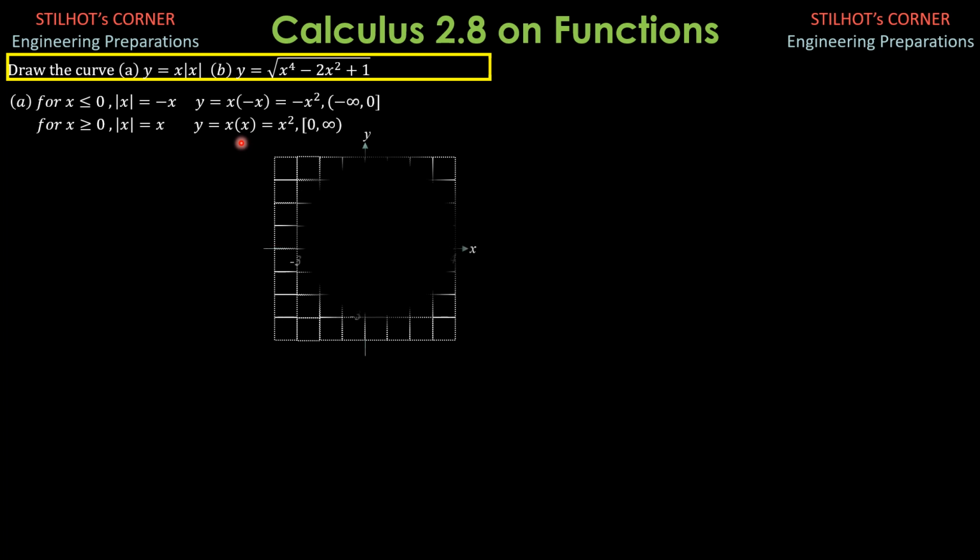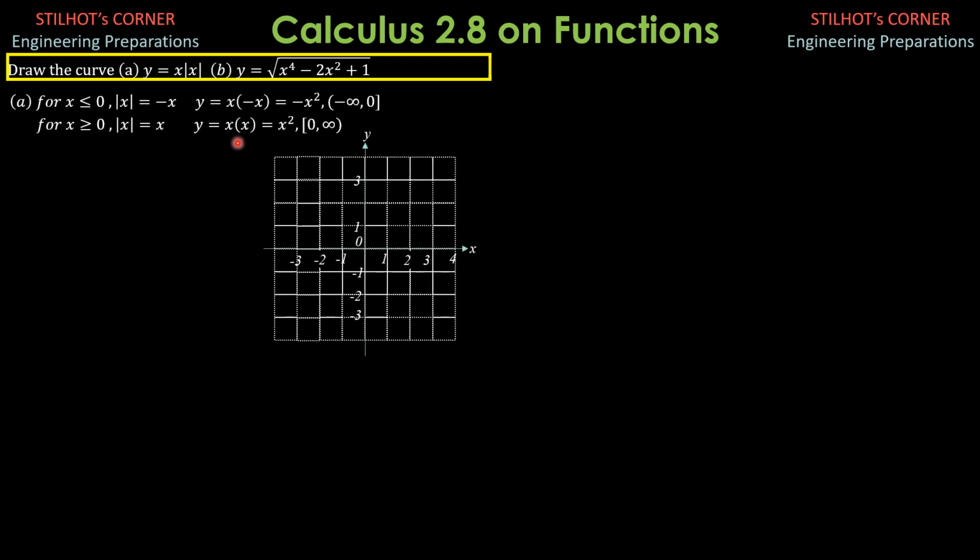So we plot the curve from negative infinity to 0. We just substitute x equals negative values, including 0. When x is 0, negative of 0 squared is 0 here. When x is negative 1, it is negative of the quantity negative 1 squared, so negative 1. When x is negative 2, y is negative 4.